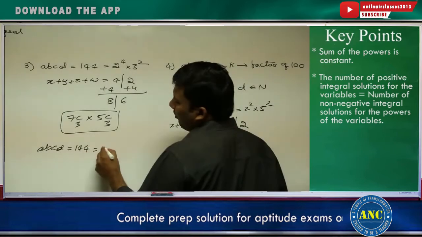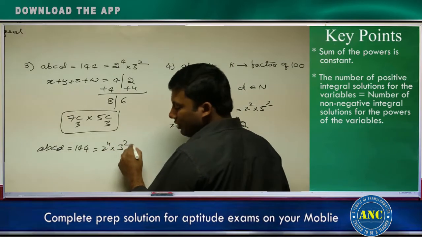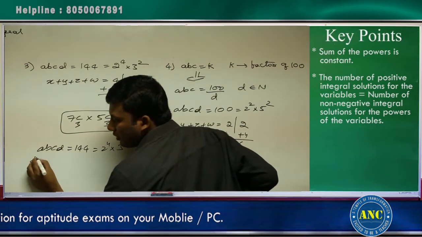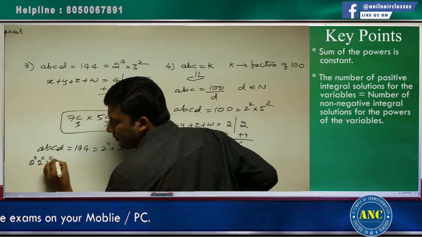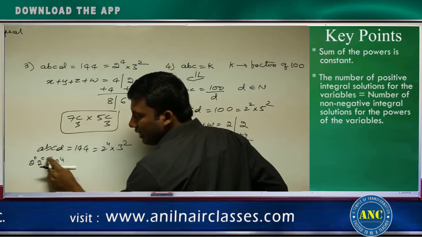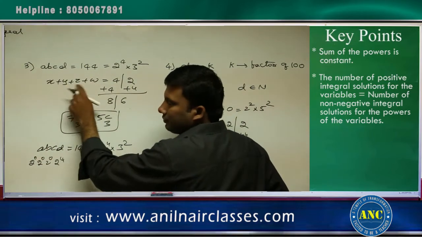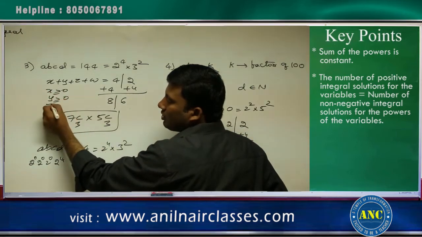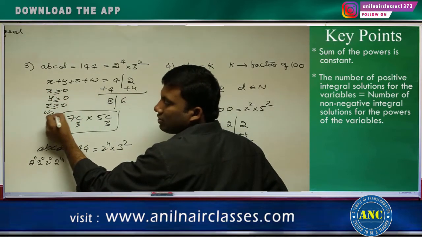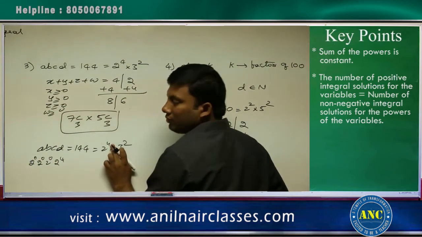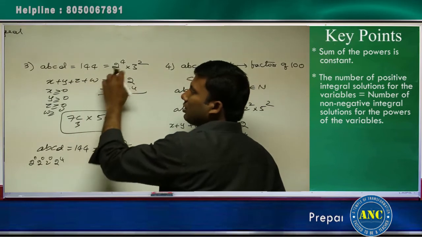Is 2 power 4 into 3 square. First I am distributing 2 power 4 onto 4 variables. One of the cases could be like this. So the powers of A, B, C, can they take 0? Yes. That is why x greater than or equal to 0, y greater than or equal to 0, z greater than or equal to 0, w greater than or equal to 0. And the sum of all this is equivalent to 4.